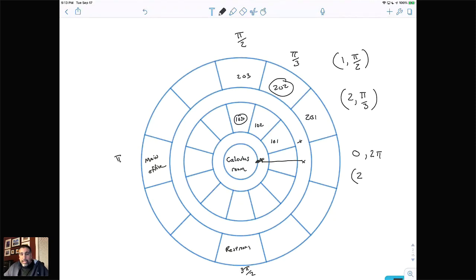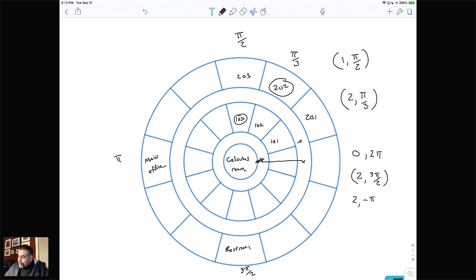So if I wanted my student to get to the restroom as quickly as possible, I don't know if I would send them 2 and then 3 pi over 2, because that would have them rotating all the way around the outside hallway in this direction. So I asked my students, okay, is there an easier way or a more efficient way for my student to get there? And now, without hesitation, they're saying, well, we just want to rotate the other way.